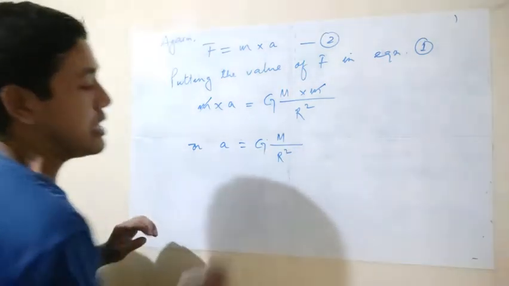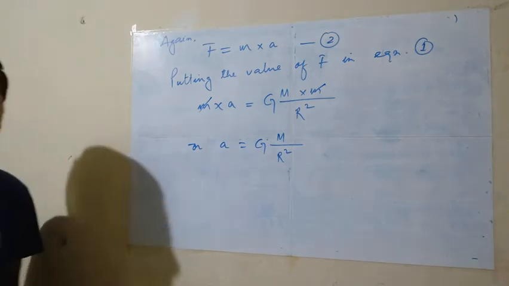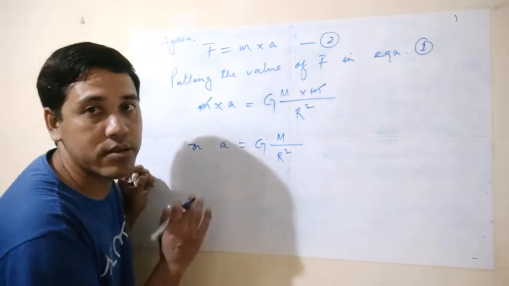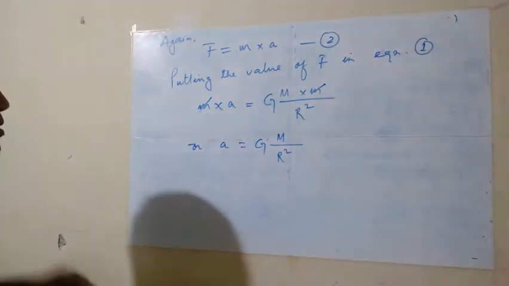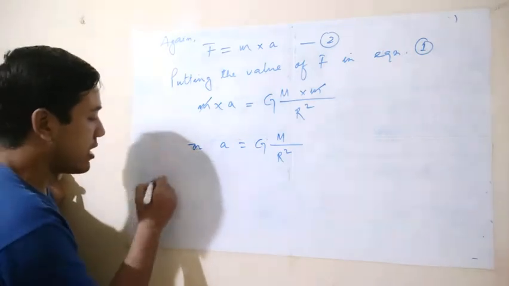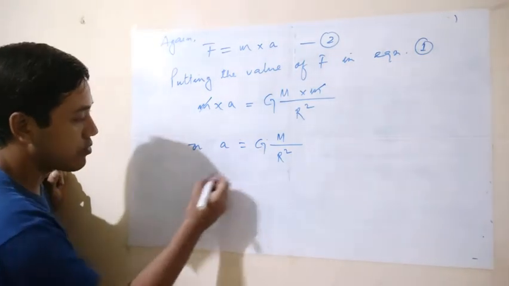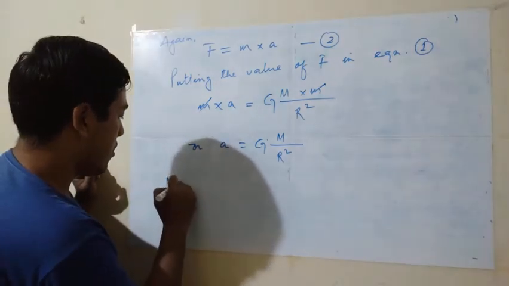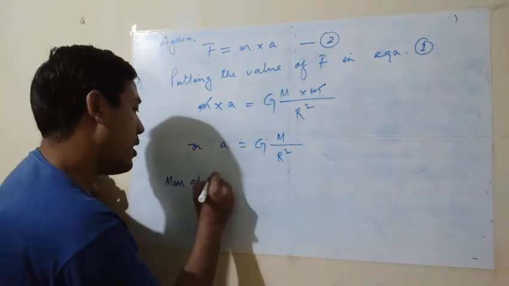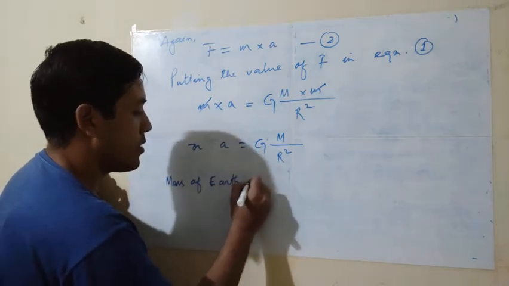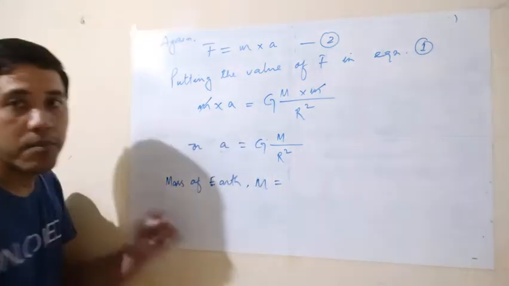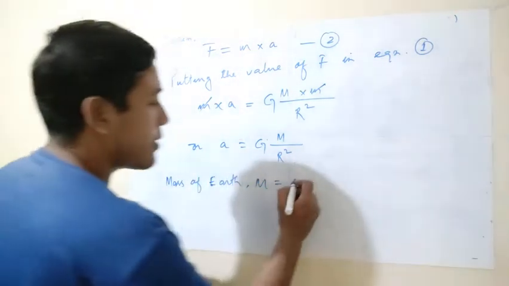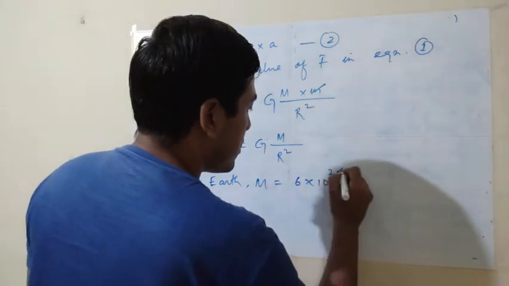Now our equation is done. Whatever I am putting here, you need to learn by heart. Now look here: mass of earth M. Mass of the earth is equal to what? Mass of the earth is equal to 6 into 10 to the power 24 kg.